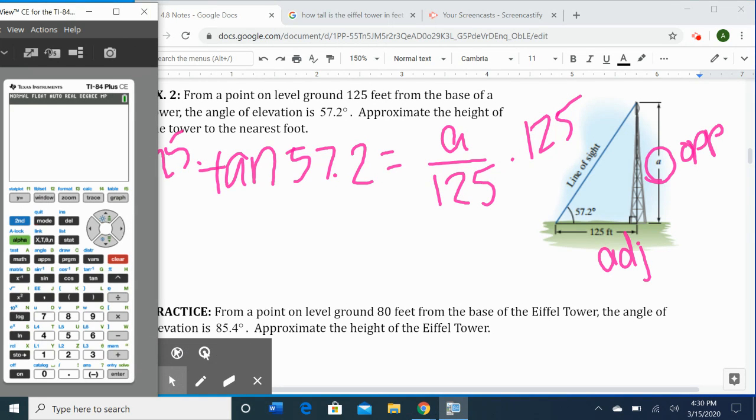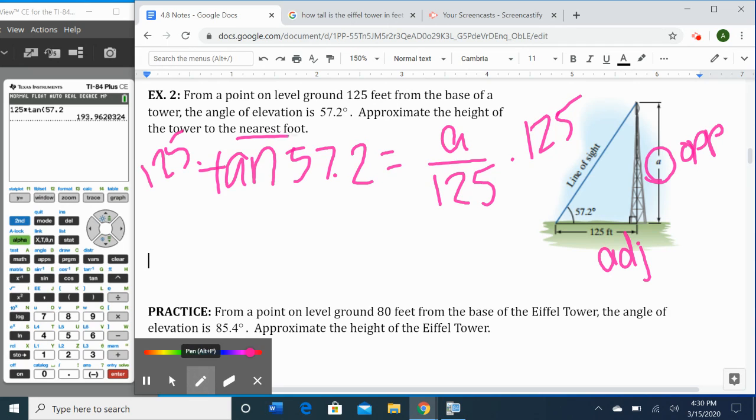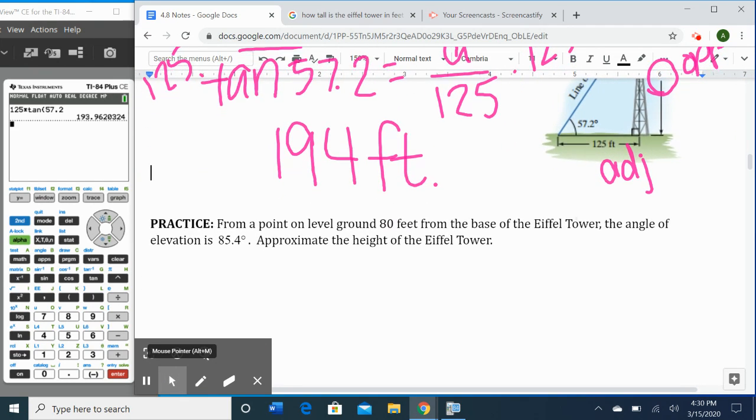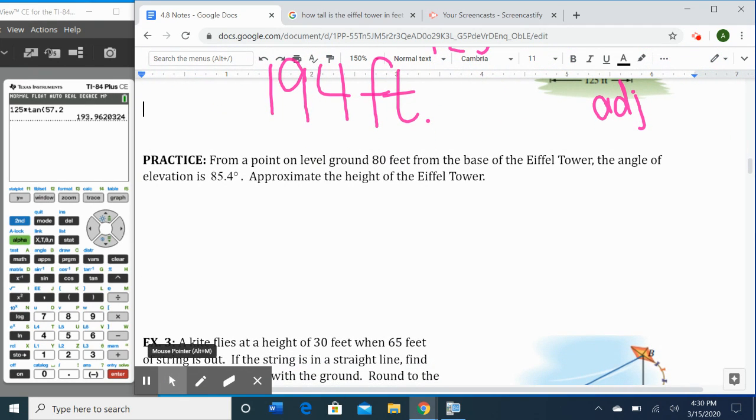So the first thing I'm going to do is make sure that I'm in degree mode, which I am, and then I'm going to take 125 times the tangent of 57.2 to get my answer of, rounded to the nearest foot, 194 feet. Okay, so moving right along, you can pause the video and then practice this problem, and then we'll come together for our answer.